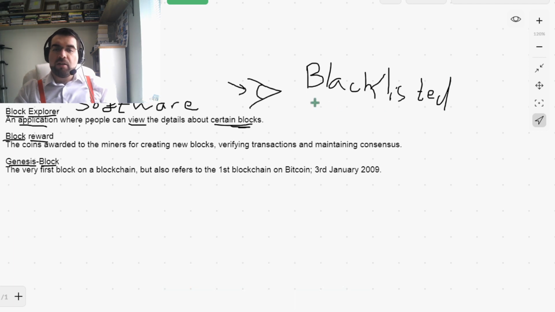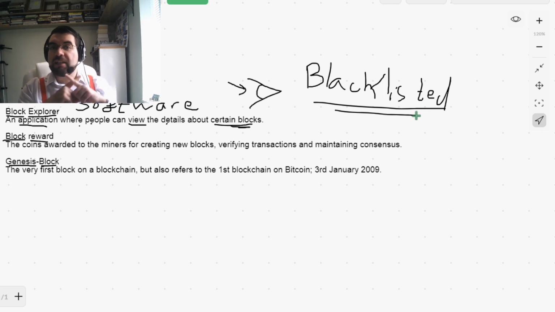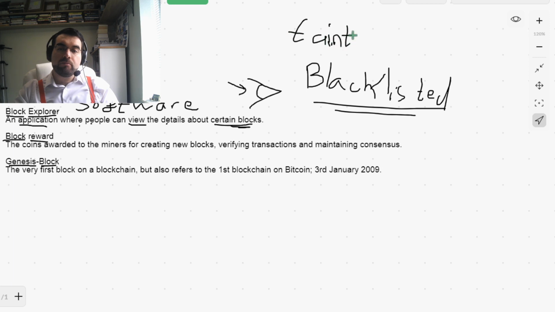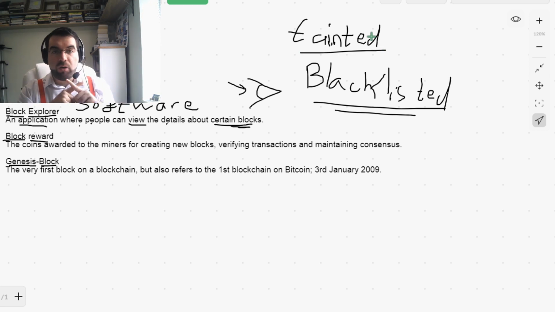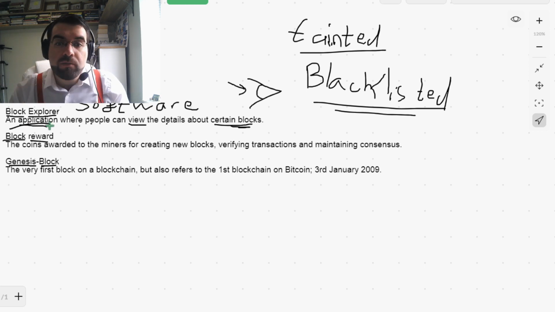Certain wallets will be blacklisted because they would have done certain illicit activities. They would be traced to crime, for example. So those coins that came from that wallet could be tainted. So people will be less inclined to accept those coins because they had a bad history through KYC and AML. So it can get a bit complicated. So block explorers view what's on the blockchain.